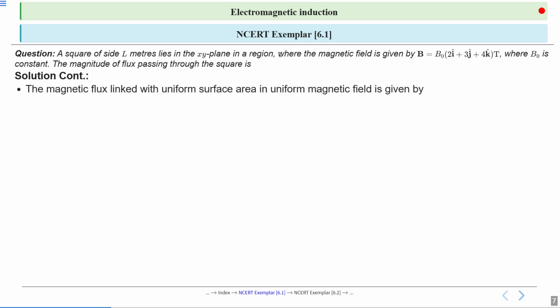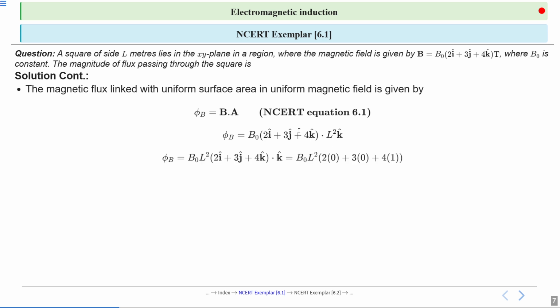The magnetic flux linked with the uniform surface area and uniform magnetic field is given by phi B is equal to B dot A, according to NCERT equation 6.1. So B vector dot A vector, this is the magnetic flux formula. Okay, so magnetic flux is equal to, put the value of magnetic field, which is equal to B naught (2i cap plus 3j cap plus 4k cap) dot, what is the value of area vector? L square k cap.